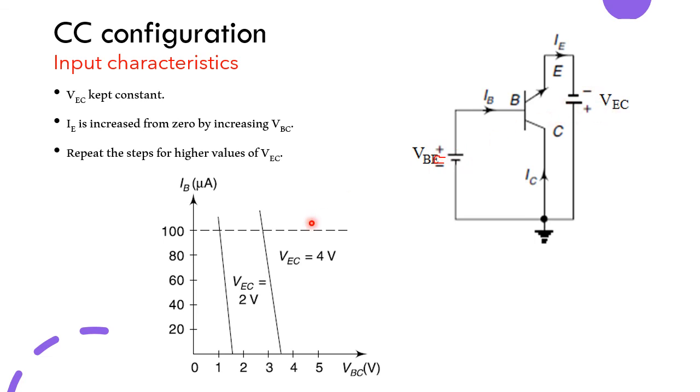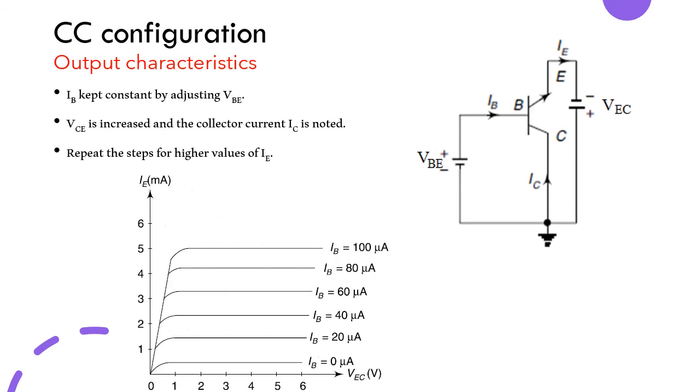Now keep VEC constant and draw the characteristics between VBC and IB. VBC and IB, the curve between VBC and IB, with fixed VEC. Now the curve is like this. It's just like a straight line with some slope.